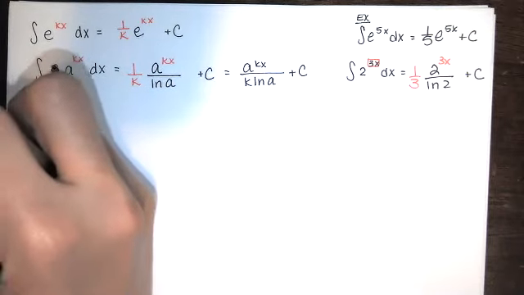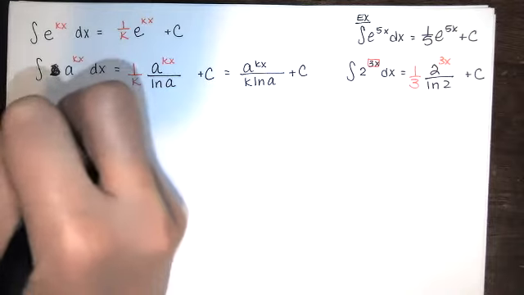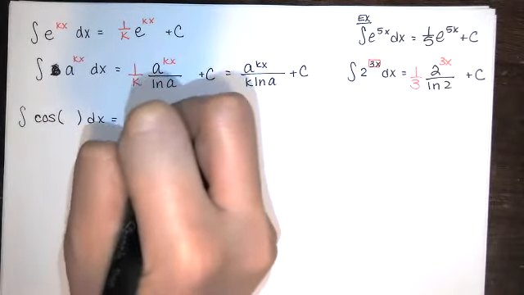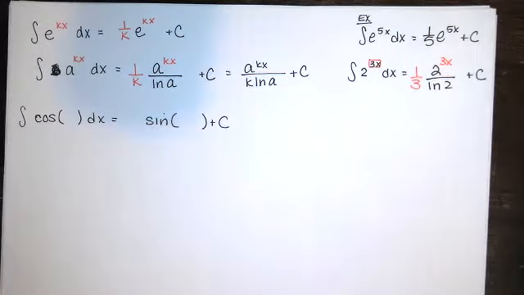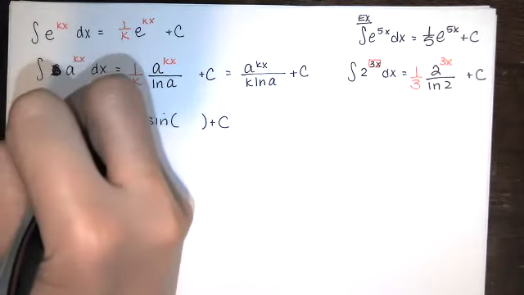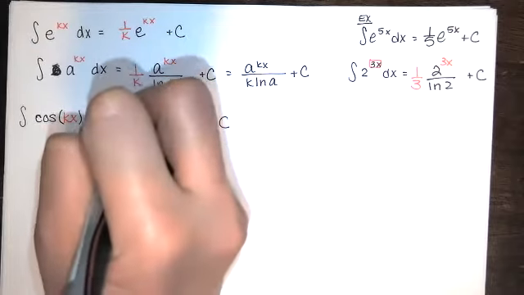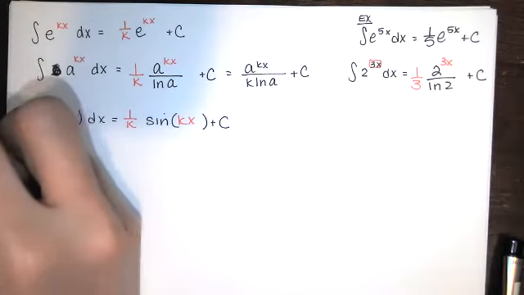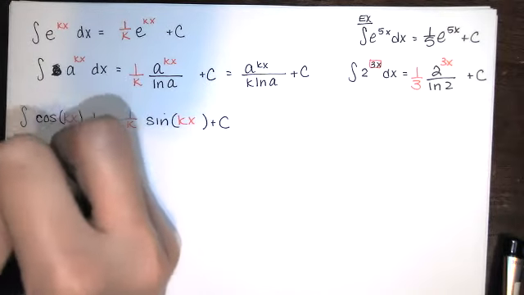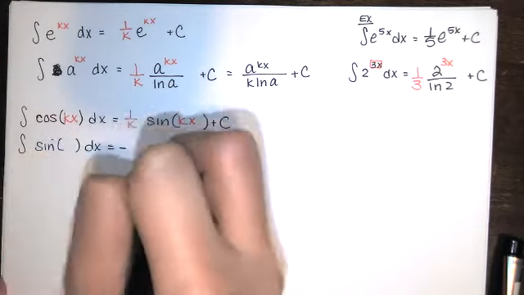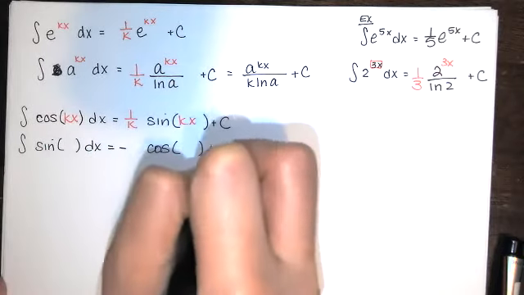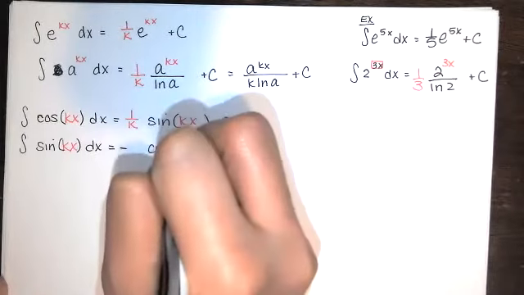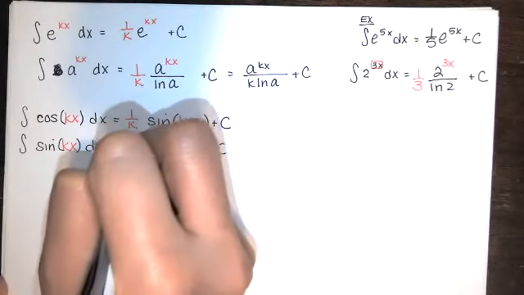So if I have the antiderivative of cosine of kx, antiderivative of cosine is sine. You want to keep those angles the same. And since we're taking antiderivatives, we divide by k. The antiderivative of sine is negative cosine. Replace the x's with kx's, and we divide by k.